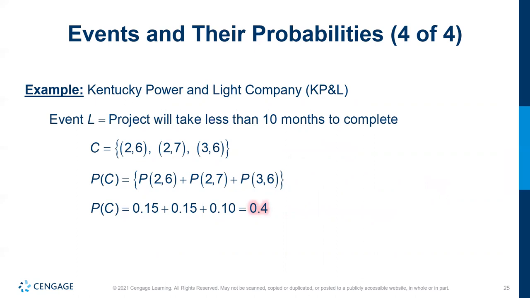All right, event L, the project will take less than 10 months to complete. So in that one, we would not include the ones that took 10 months, right? Less than 10. That's another thing in this chapter that can easily throw you off on the homework, is noticing when it says 10 or less than 10. Okay, one includes 10 and the other one doesn't. So you have to sort of watch for that.